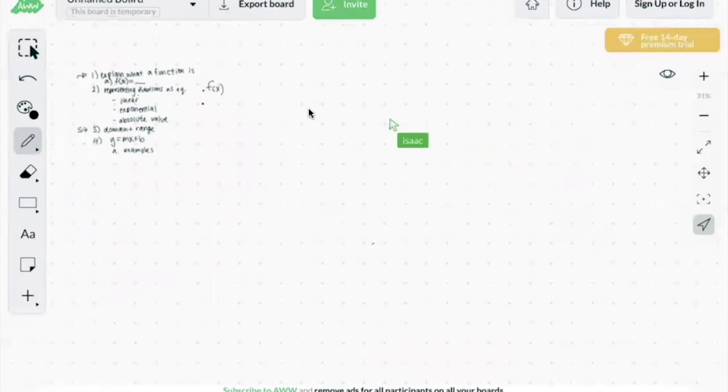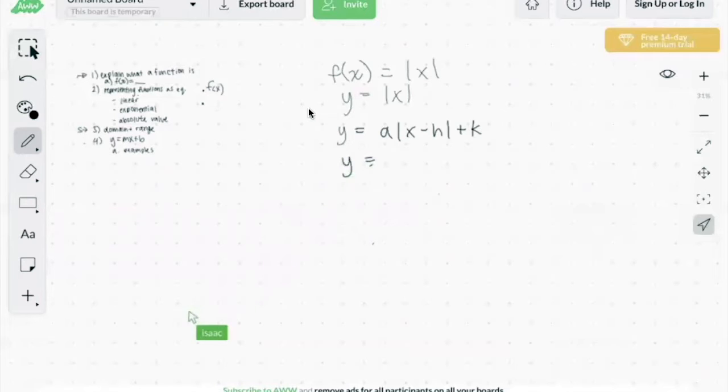So the last type of function that we are going to look at is the absolute value function. We would write this as either f of x equals the absolute value of x. This is just the most basic form. Or the same thing as just y equals the absolute value of x. The equation for an absolute value graph in expanded form is a times the absolute value of x minus h, and then plus k. For the sake of simplicity, for this example, we are going to imagine a was 1 and h and k were 0. So just this function.